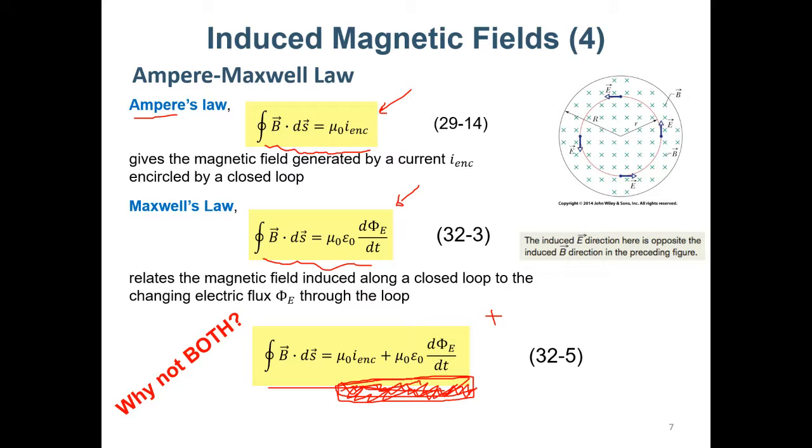So actually, it tells you that the Ampere-Maxwell law is just adding them together. So we have the line integral on the left side. On the right side, we have mu I enclosed and also mu epsilon 0 d phi_E dt.